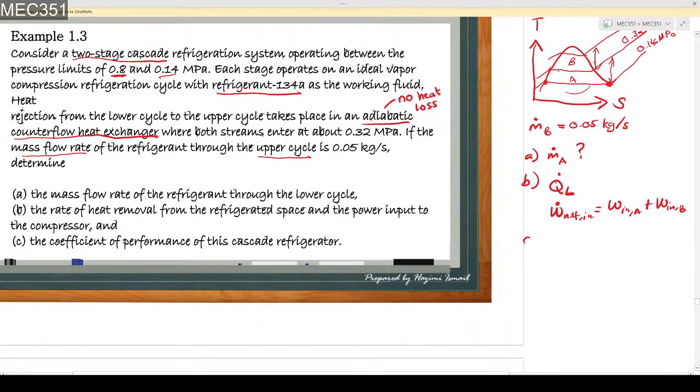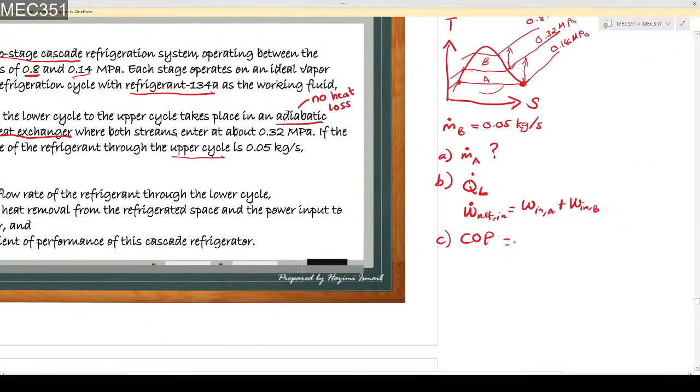So the final question is the coefficient of performance, the COP. In our previous class, the equation of COP is Q dot L over work net, right? In this case, we have a combination of two systems, so we have to get the value of work net in, which is the summation of work in A plus work in B. Okay, so we will get the value of COP.